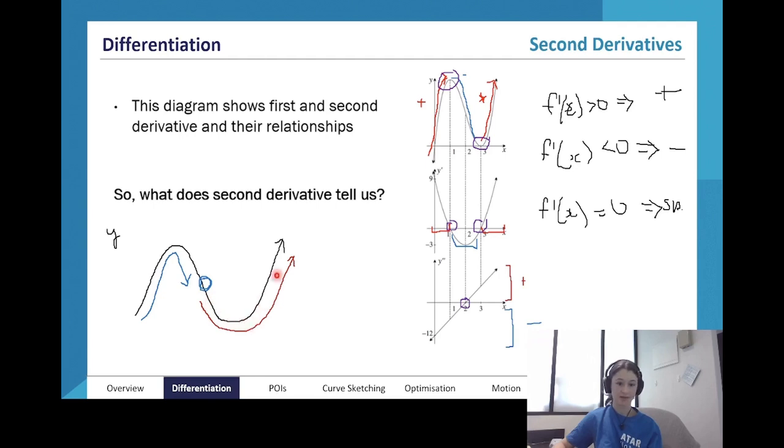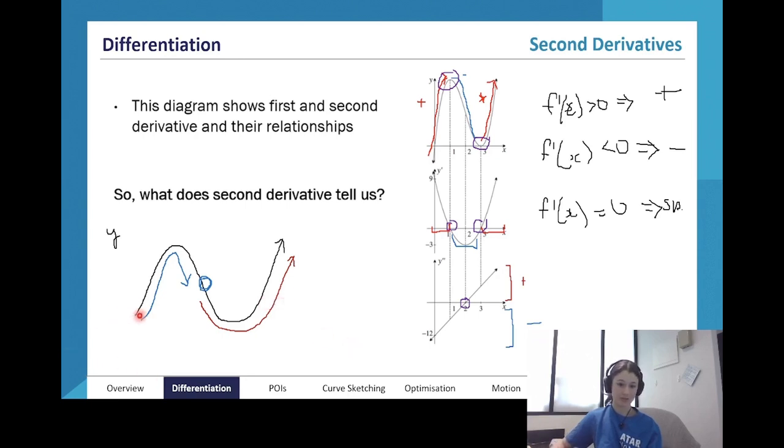And then as it comes up here, the gradient is positive again, and then the gradient is actually increasing again. So it's getting steeper and steeper. It's getting more and more positive. So as you can see, these two arrows tell us about the concavity of the curve, and this is the rate at which the gradient changes, not the actual gradient, whether it's positive or negative, but the rate at which it changes.